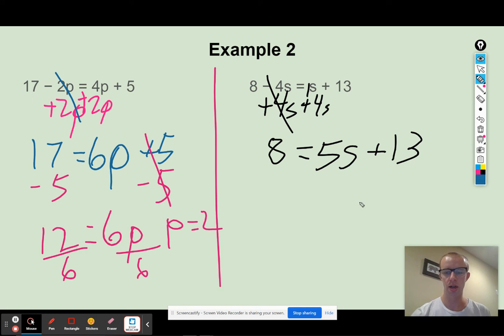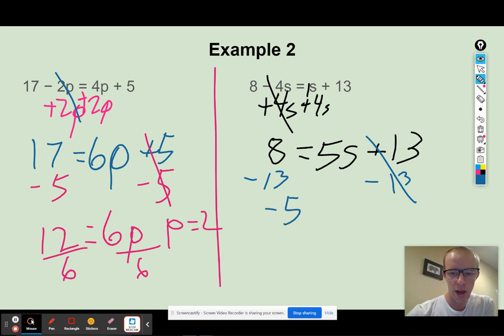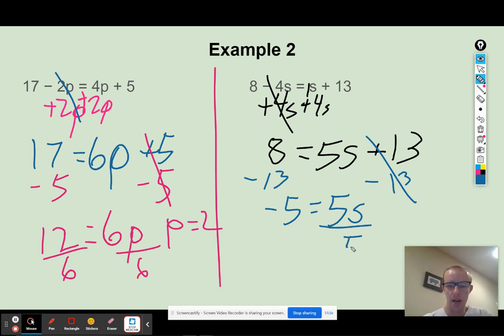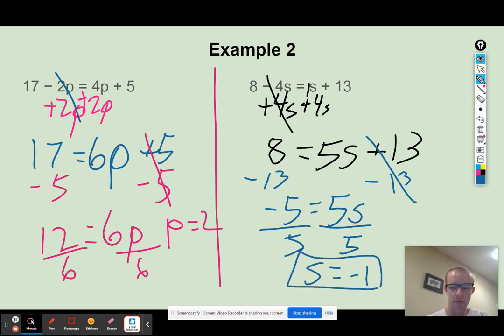Let's go blue here. All right, so now I have a two-step equation. To get rid of a plus 13, I do minus 13 to both sides. These cancel. 8 minus 13. I'm 8 feet above the ground, I go down 13. I end up at negative 5 equals 5s. Drop that straight down. Divide each side by 5. And I get s is equal to negative 1.